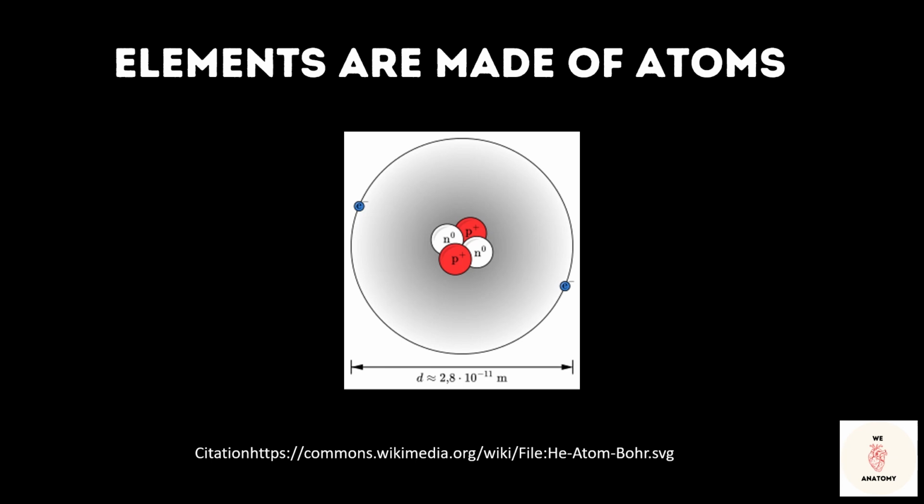Isotopes are different forms of the same element, but they have a different atomic weight. These occur because each isotope has a different number of neutrons while maintaining the same number of protons and electrons.